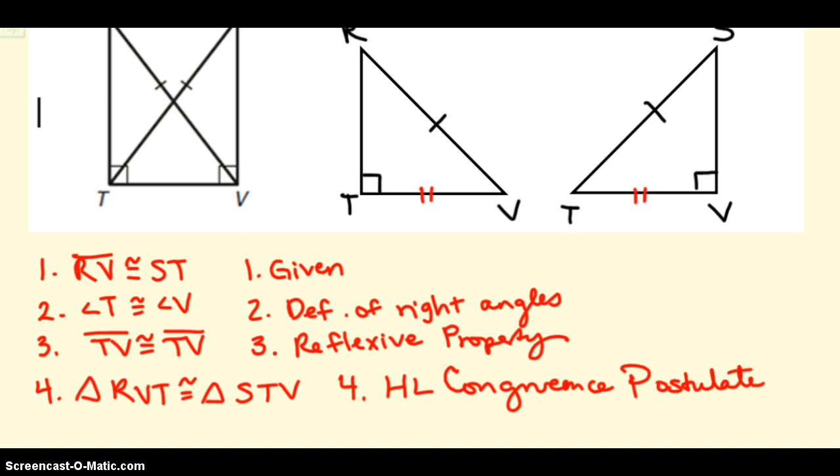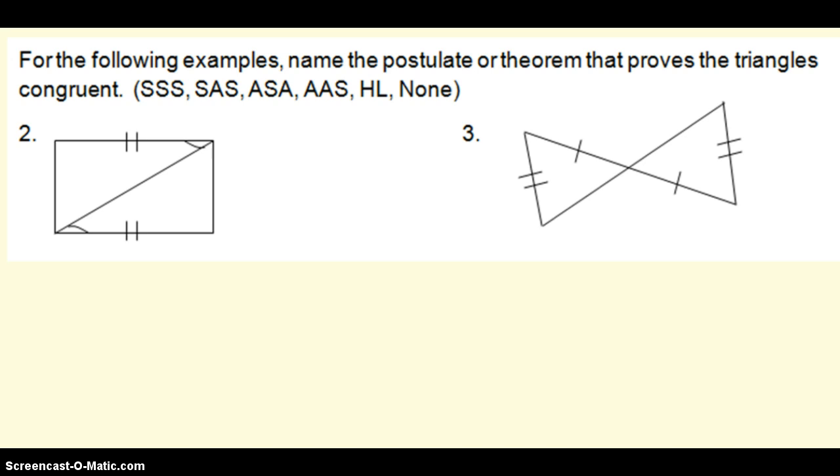Alright, let's take a look here. Notice that I have at the top of this page, they could be anything: side, side, side, side, angle, side, angle, angle, side, hypotenuse leg, or even none. There could be no congruence at all. So it's our job to simply determine which of the following methods could prove it. So I'd like you to pause and try problems number 2 and number 3 right now.